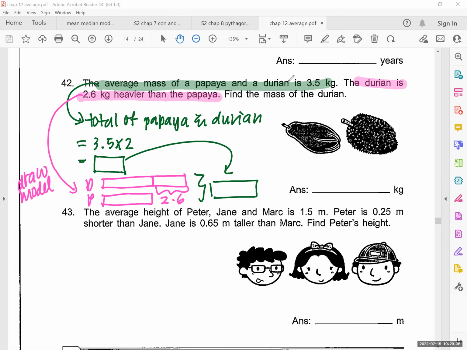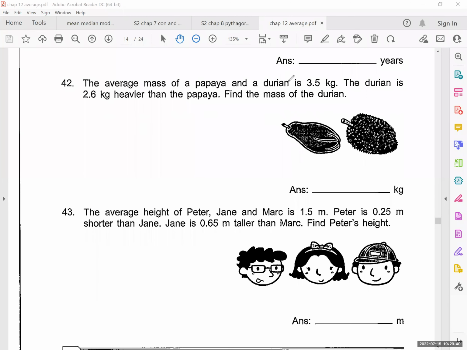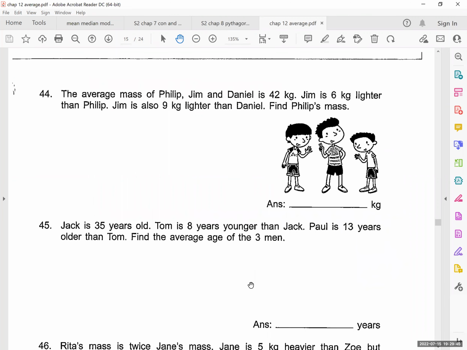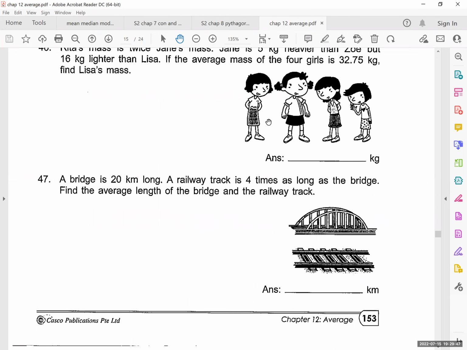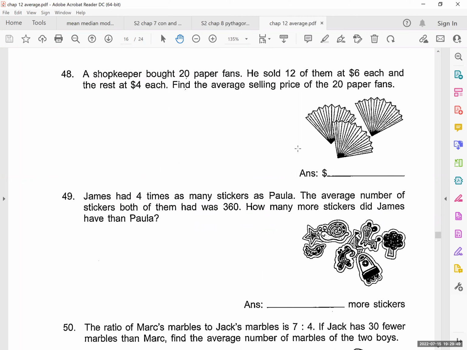So all of these. Okay, what other questions do you need help with? 48. So let's see 48. Okay, so same thing. Now this one, I would separate them.